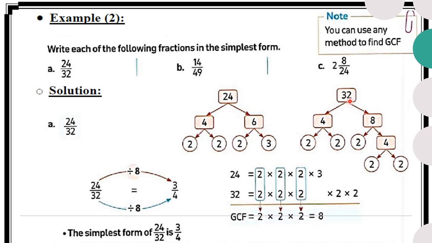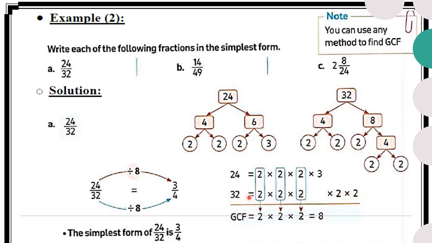And also 32. 32 means 4 times 8. Is 4 a prime number? No, so we will break it into 2 times 2. Is 8 a prime number? No, so we will break it into 2 times 4. And also 4, we will break it into 2 times 2. And now, let's put the numbers. 24 equals 2 times 2 times 2 times 3. And 32 equals 2 times 2 times 2 times 2 times 2.